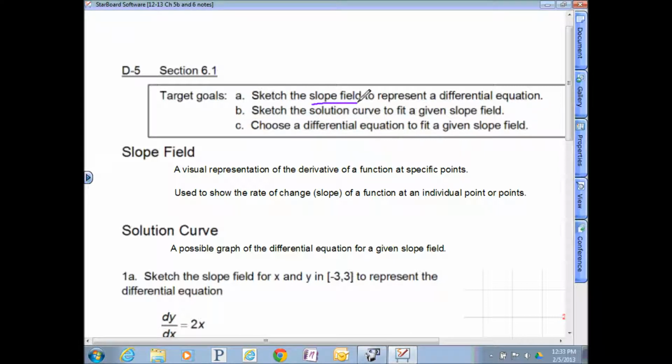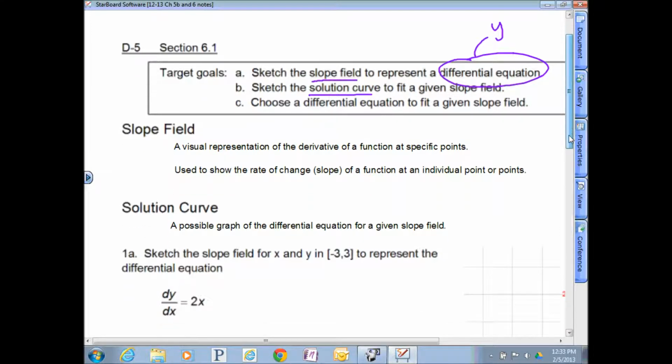Remember, a differential equation is what was my y that I took the derivative of, or my f of x that I took the derivative of, in order to come up with a specific derivative or second derivative. Then we're going to try to sketch a solution curve, which we'll get to, that fits through a slope field. So the second goal is a solution curve idea. And third and final, we're going to see if we can work backwards. Which one of these might be the differential equation that fits the slope field that somebody put in front of us? So what's a slope field?